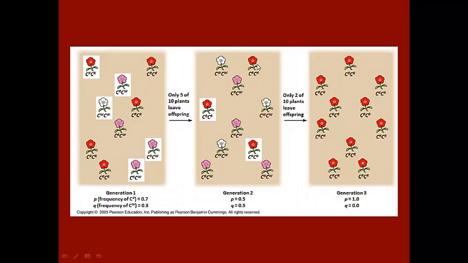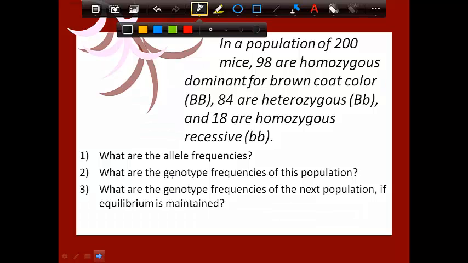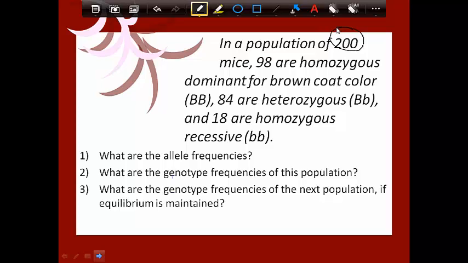Okay, let's take a look at another example here. This, you don't have to write down in your notebook, but I'm going to take you through the steps to figure out how this works. So we're going to have a population of 200 mice. So right away we've got our total. Here's our 200 mice right here. 98 are homozygous dominant for brown, or big B, big B. 84 are heterozygous, big B, little b, so we're going to assume they're brown as well. And 18 are homozygous recessive, little b, maybe they're white.